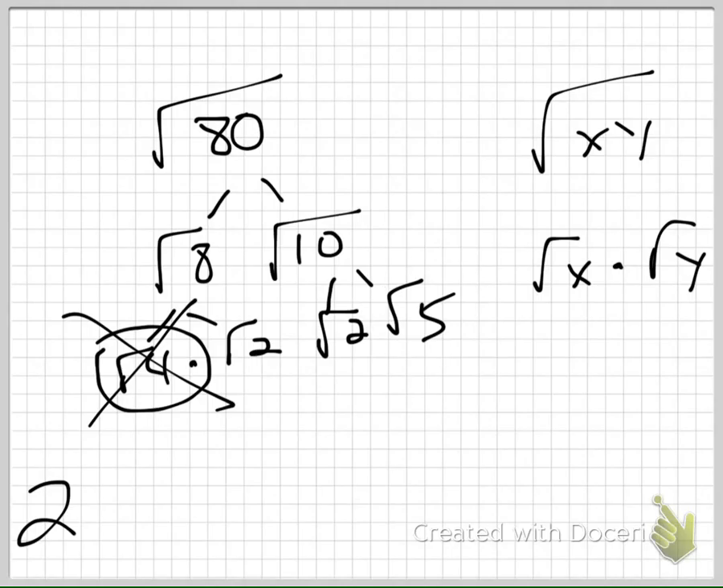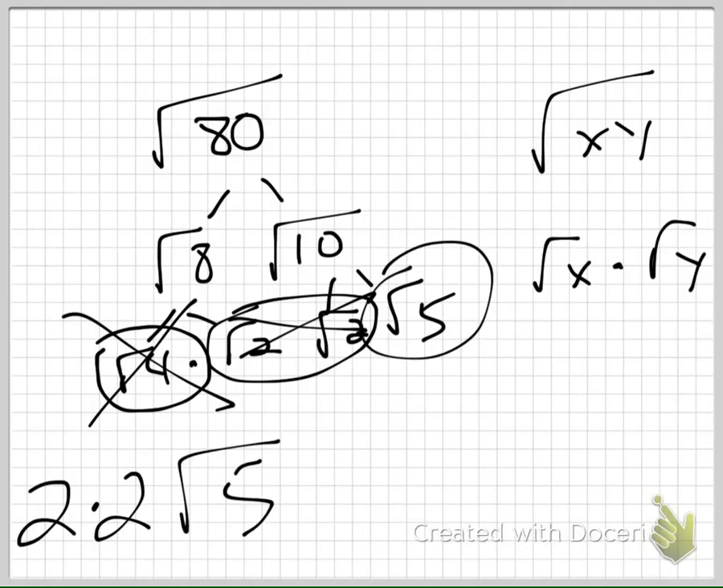But here, let's talk about this. What is the square root of 2 times the square root of 2? 2. Right? It's the square root of 4, which is just 2. So whenever you have a pair here, square root of 2 times square root of 2, that brings out another 2. You see what I'm talking about there? So now I've got 2 times 2 pulled out, and the only thing I have left is times the square root of 5, which is 4 times the square root of 5.